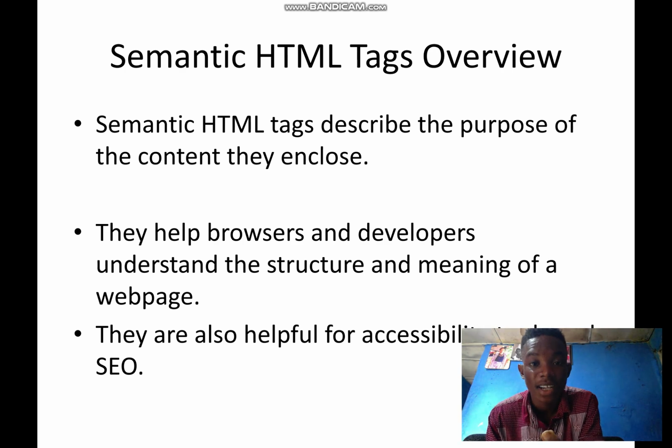Semantic HTML tags describe the purpose of the content that they enclose. So it's just like understanding the content that they include. They help the browser and the developer to understand the structure and meaning of the web page. They are also helpful for accessibility tools and SEO. Within our demonstration in VS Code, you will understand these enclosed definitions.